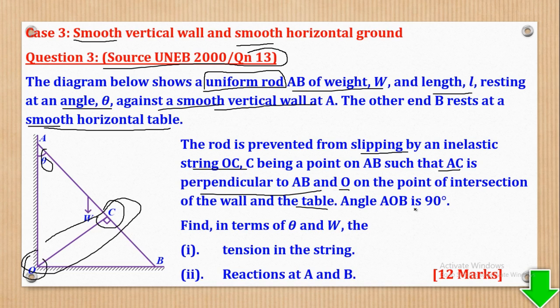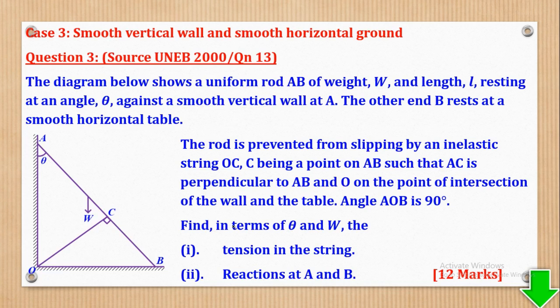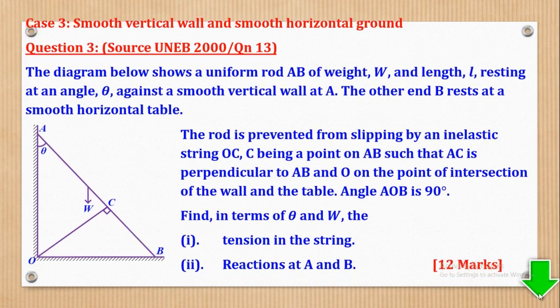Angle AOB is 90 degrees. Find in terms of theta and W, Roman 1 the tension in the string, and Roman 2 the reactions at A and B. So the first thing to do is to redraw the given diagram, and after that we shall show the forces acting.